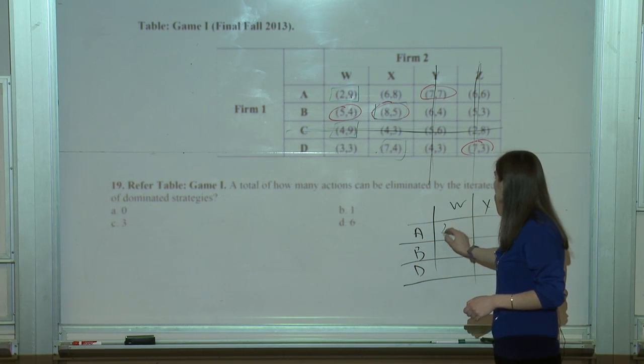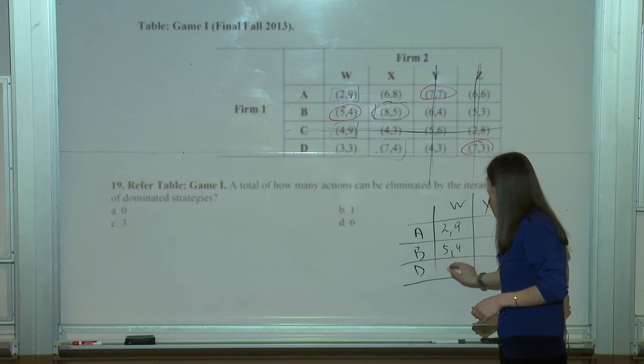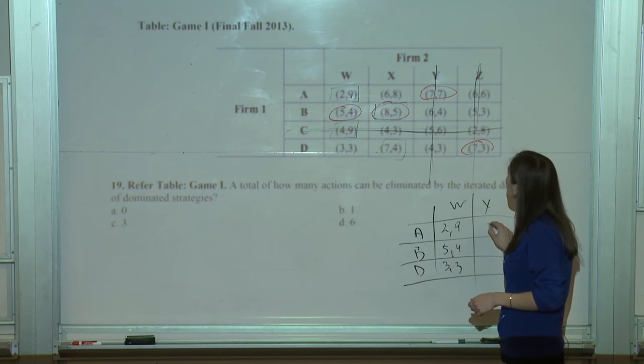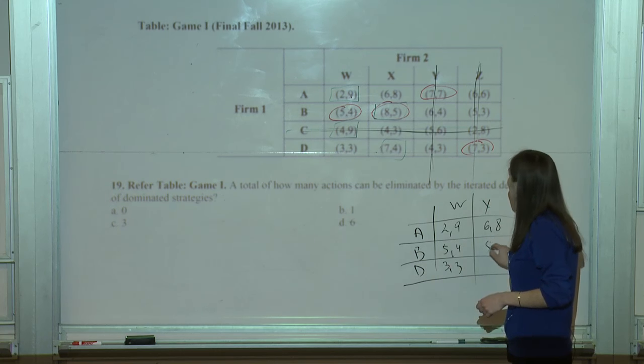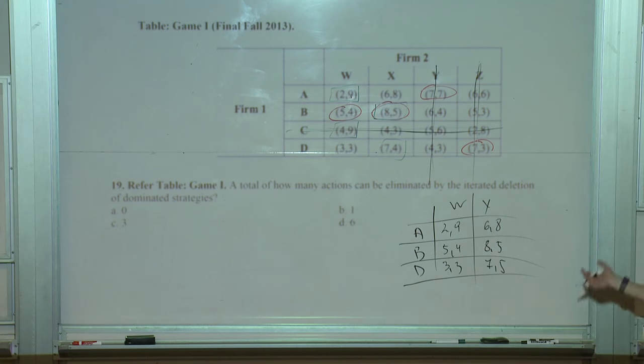All right, so this is 2, 9, 5, 4, 3, 3. And this is 6, 8, 8, 5, and 7, 4. Okay, so now let's play the game again and see whether we can eliminate more.